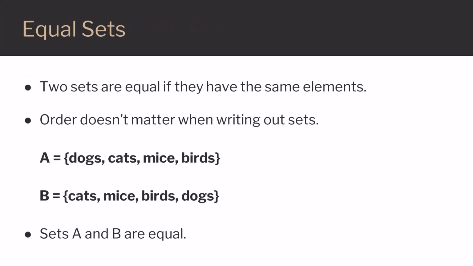Equal sets. 2 sets are equal if they have the same elements. Order doesn't matter when writing out sets, so you would look through the sets and see if they have the same elements in them. In this example, we have A equals dogs, cats, mice, birds, and B equals cats, mice, birds, and dogs. Since they have the same elements in them, the sets A and B are equal.